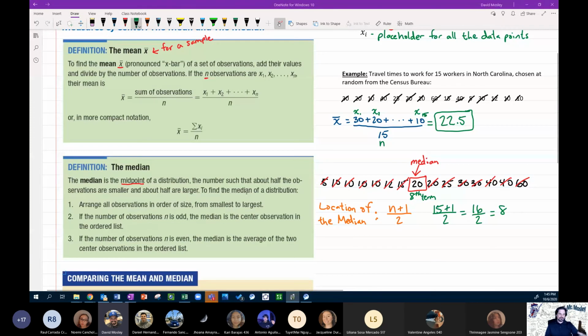So then, we have to be able to compare these to see which one we might want to use in a given circumstance.